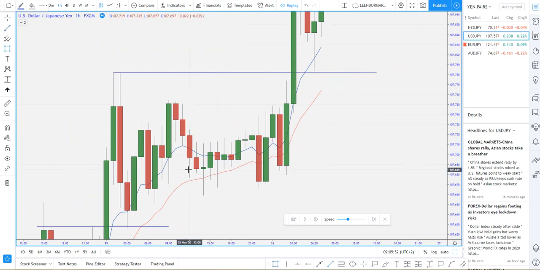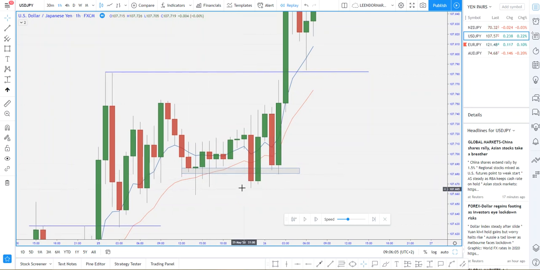Let me use a rectangle for this example. This line is a line that touches most wicks. You can see 1, 2, 3, 4, 5, 6. This is an area in which the market spiked so much. So you can see how this level then became a level of support.